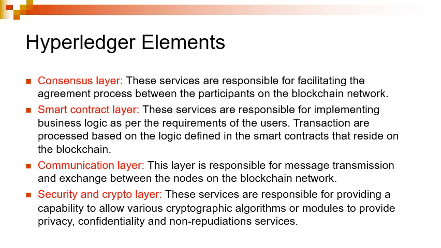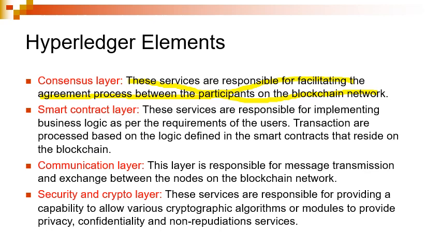Now, Hyperledger elements: there are different layers in these Hyperledger elements. If we try to see Hyperledger in layered form, then there is a consensus layer. These services are responsible for facilitating the agreement process between the participants on the blockchain. We know what the consensus mechanism is: it is the agreement process between the participants before adding any block in the blockchain. Transactions need to be agreed by all the participants. Then the block is created and the block is added in the blockchain.